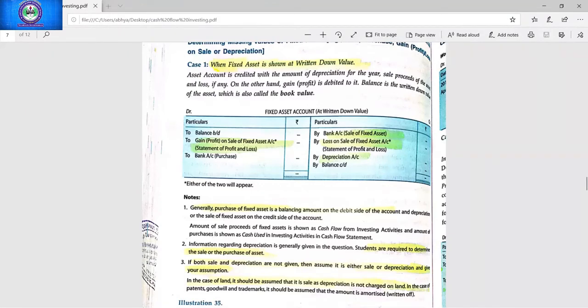Yes very good. Yes Varun very good. Mitali, Anushka. Yes Anushka, why purchase? Purchase will not be there beta. Purchases will be there only when we are purchasing goods. Here we are purchasing asset. Yes, everyone has given me correct answer.